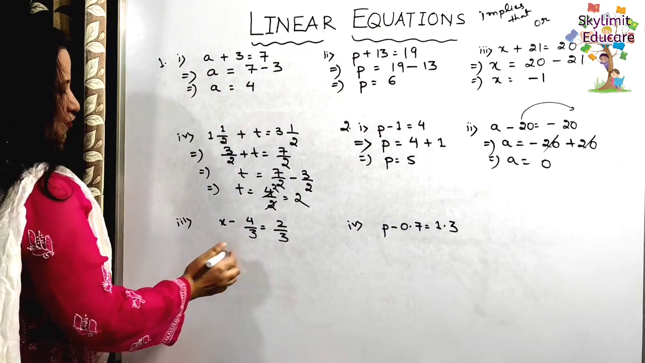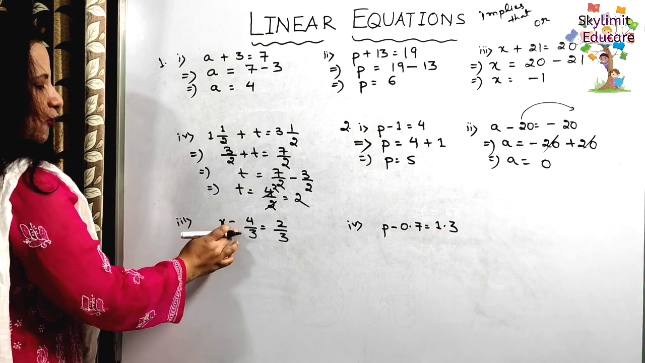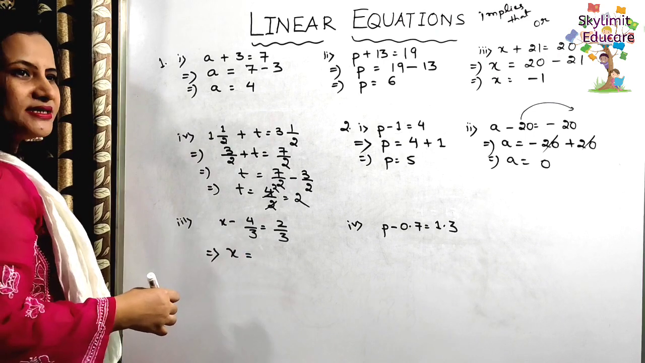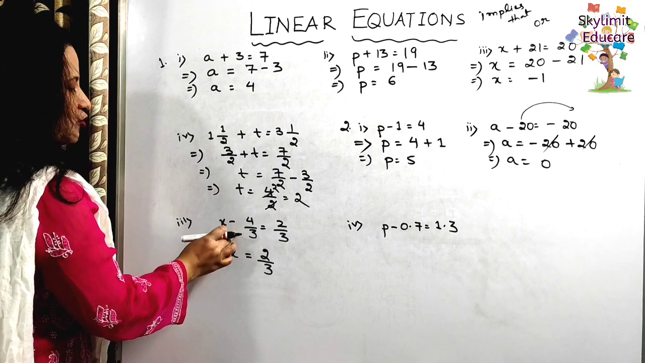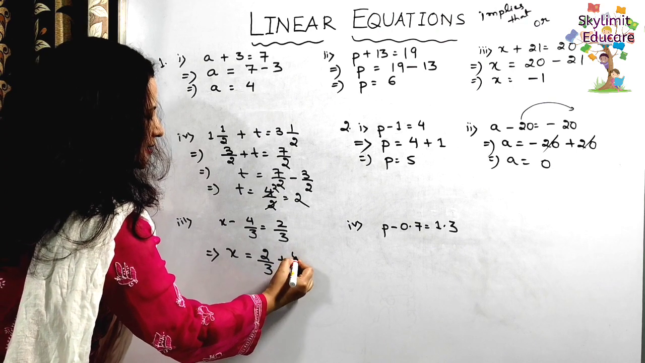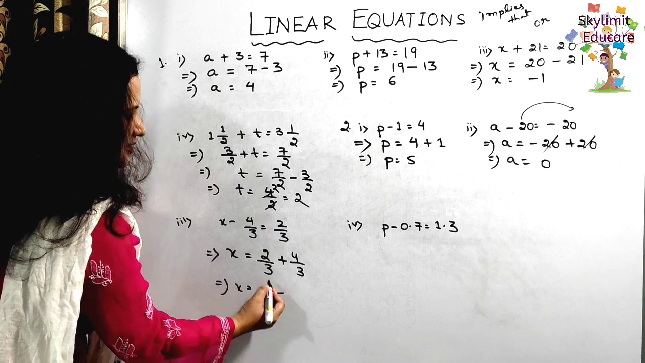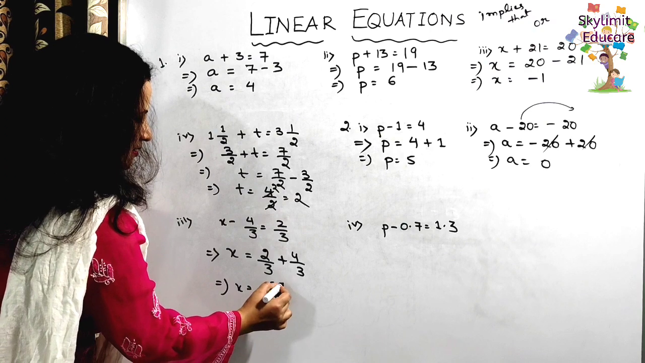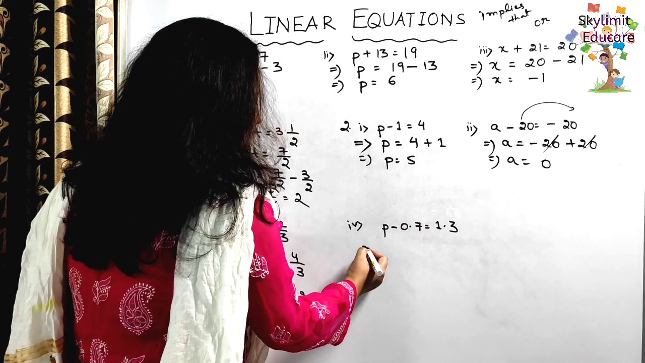Now let's come to the next question. So now students, you can see the variable is x. What is the constant? Minus 4 by 3. So what I will do, I will write x only on the left hand side. What is there on the right hand side? 2 by 3 is there on the right hand side. Now what I have to do, I have to shift this minus 4 by 3 to the right hand side. So this becomes plus 4 by 3. So x will be equal to, the denominator 3 is the same, like fractions. So 2 plus 4 will be giving us 6 by 3. So how much we have got here? 2.